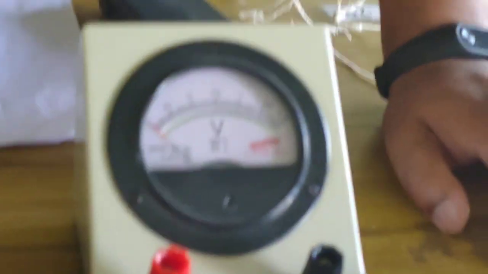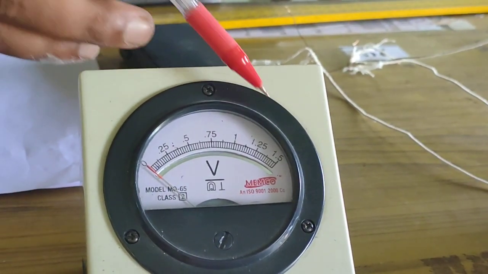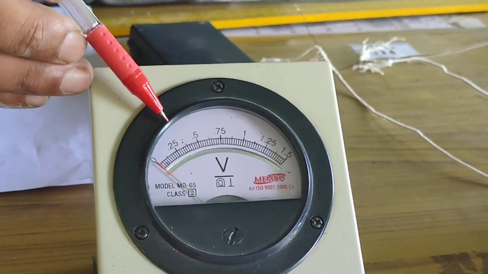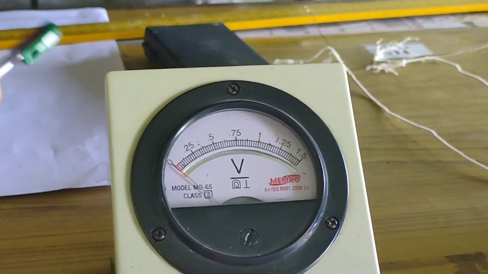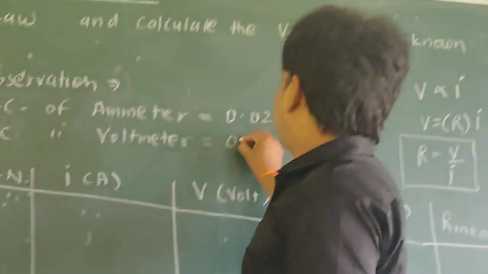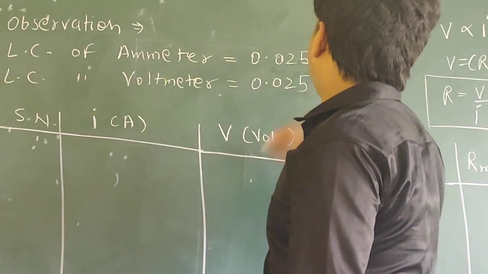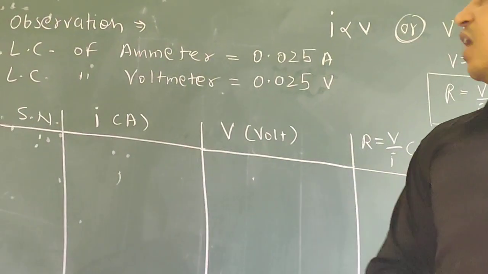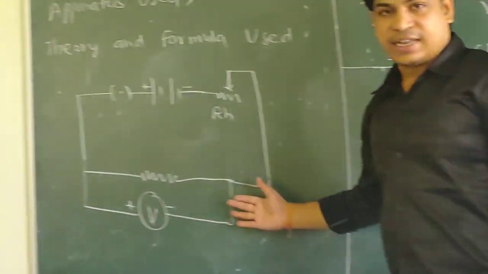Now see our voltmeter. Again, the range of the voltmeter is 1.5 volt, and in it also 0.25 volt is divided into 10 divisions. So the least count becomes 0.25 divided by 10, and it simply becomes 0.025 volt. Okay. After taking the least count, we have to join the circuit according to this circuit diagram.